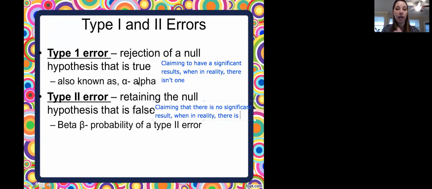Type 1 error is also called alpha, and type 2 is called beta. So our goal as researchers is to balance the probability of these two things occurring. In the case of type 1 error, we're being too liberal. We're saying that there's a significant result when there isn't one. Type 2 error, we're being too conservative. We're being too stringent. We're saying that there's no significant result when there is one. So we want to be moderate. We don't want to be too liberal, and we don't want to be too conservative. We want to be in the middle so that we can find a significant result when there actually is one, and retain the null when the null is true. So that's the goal here.